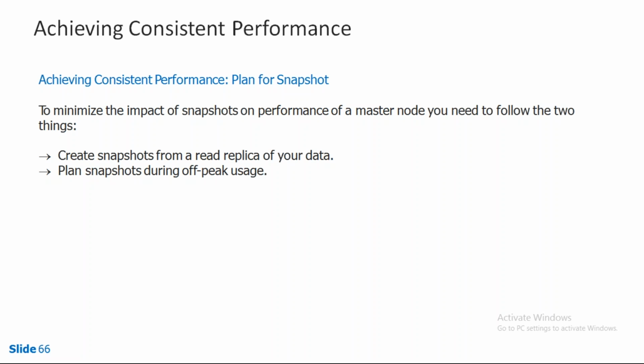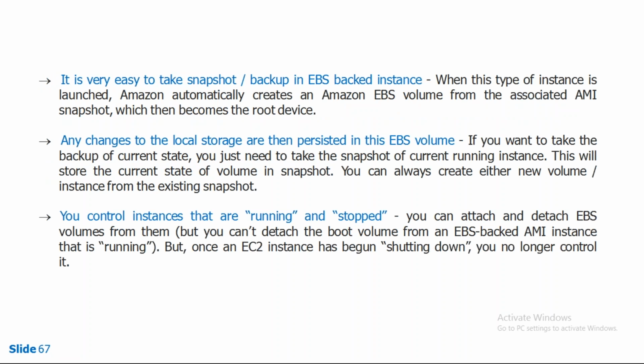Then plan snapshots during off-peak usage. Since it affects your input output operations, your throughput, it's better to plan to take snapshots during off-peak, where people do not use it the most. During non-business hours, in other words. And it is very easy to take a snapshot, of course. Go to the volume, right click, then you will have an option, snapshot, click on that, it will be our backup.